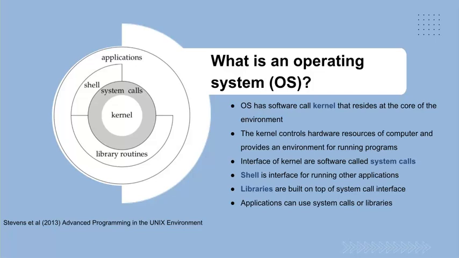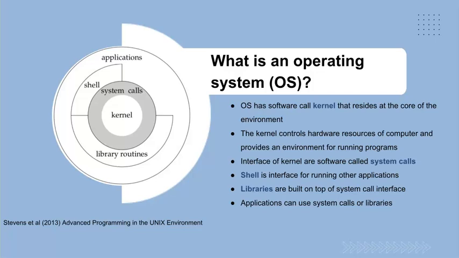And an operating system has a software called a kernel that resides in the core of that environment. And this kernel is crucial for us to be able to use the computer. So what exactly does the kernel do? Well, the kernel controls how to allocate the different hardware resources to efficiently run the computer. So again, hardware resources can include things such as CPU, memory, different disk storage, but it also includes external or peripheral devices such as network cards or printers.